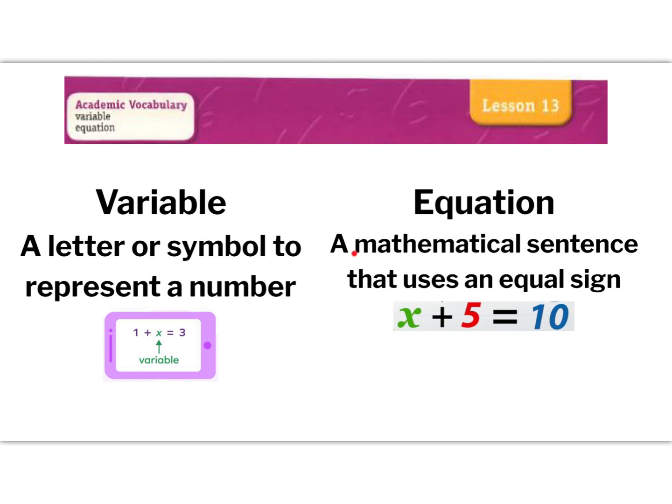And an equation is a mathematical sentence that uses an equal sign. So x plus 5 equals 10. That's an equation because it has an equal sign in it. It helps because equation sounds like equals, the first part, so that helps you remember that there's an equal sign.